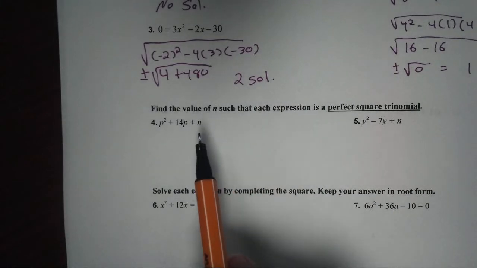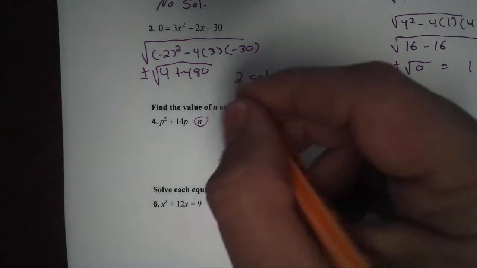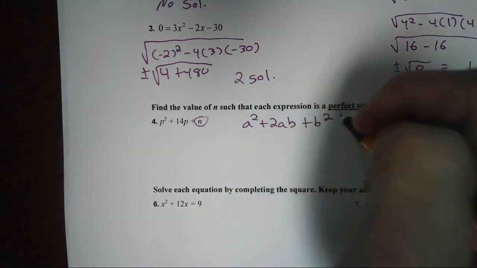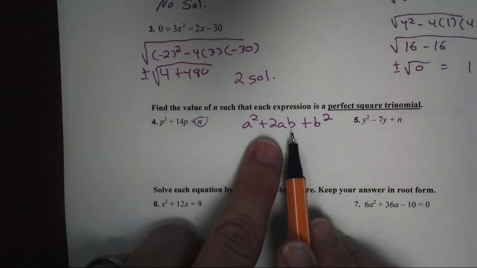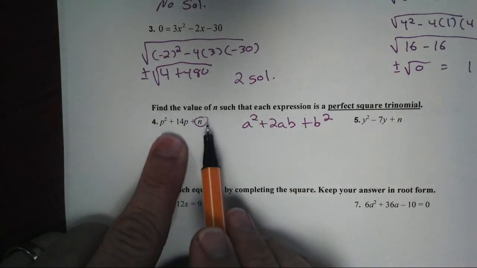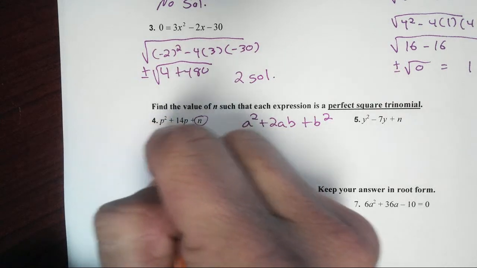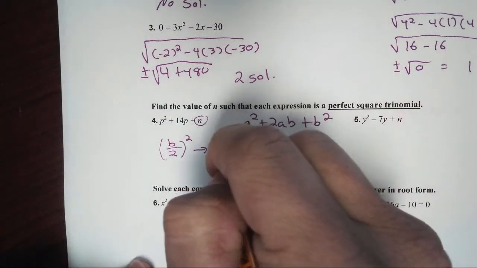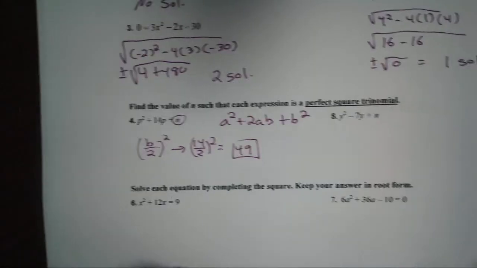Number 4, we're trying to find out what number we can add to make this a perfect square trinomial. Perfect square trinomials are a squared plus 2ab plus b squared, which means the first and last terms are perfect squares, and the middle term is their square roots doubled. So if I have the middle term, finding the last term is called completing the square, which means it's b over 2 squared. So your b value is 14, so 14 over 2 squared, which gives you 49. So 49 is your answer.